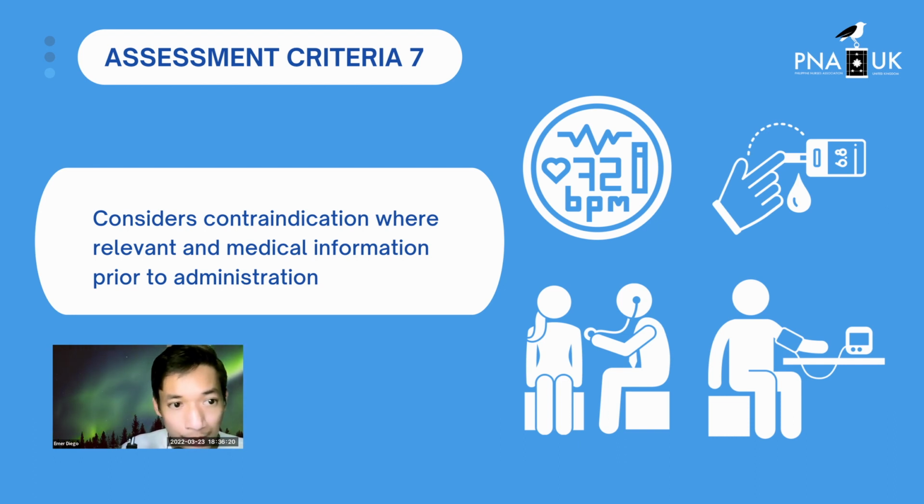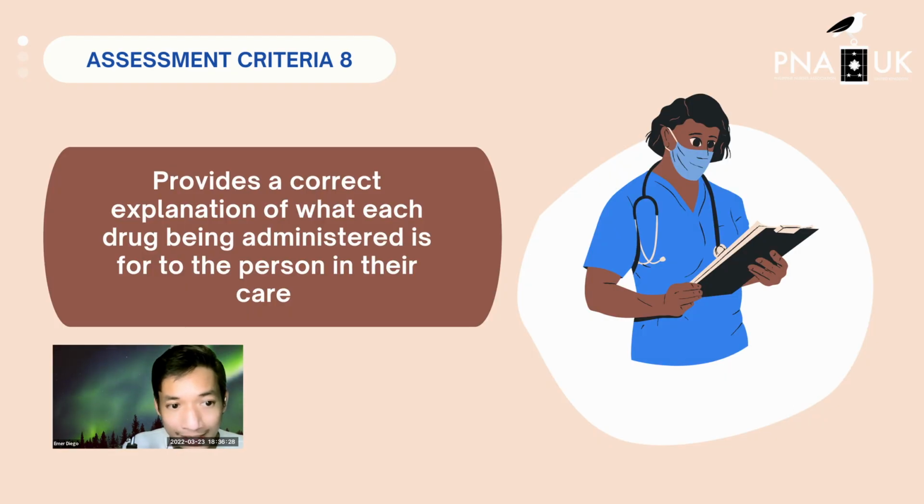Okay, so number 8 provides a correct explanation of what each drug being administered is for to the person in their care. So it's a must that for each medication you're administering, you have to explain what that medication is. One of the instructions the assessor will give you is to please talk to your patient and explain what you're giving, not giving, and why. Later I'll read the instructions for this station.